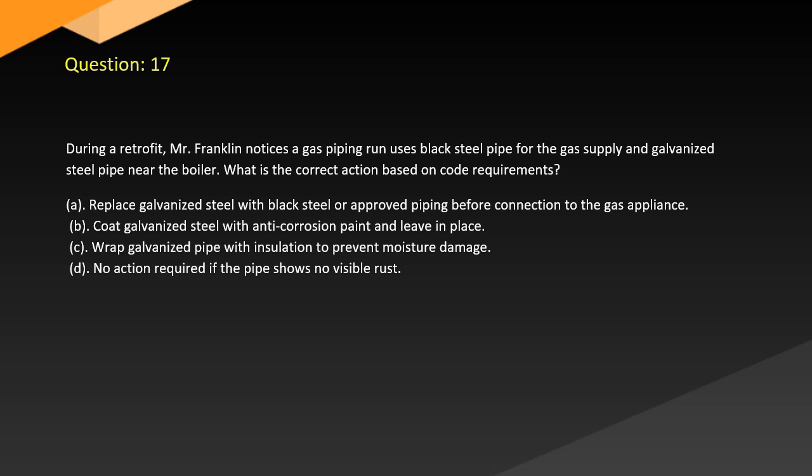Question 17. During a retrofit, Mr. Franklin notices a gas piping run uses black steel pipe for the gas supply and galvanized steel pipe near the boiler. What is the correct action based on code requirements? A. Replace galvanized steel with black steel or approved piping before connection to the gas appliance. B. Coat galvanized steel with anti-corrosion paint and leave in place. C. Wrap galvanized pipe with insulation to prevent moisture damage. D. No action required if the pipe shows no visible rust.